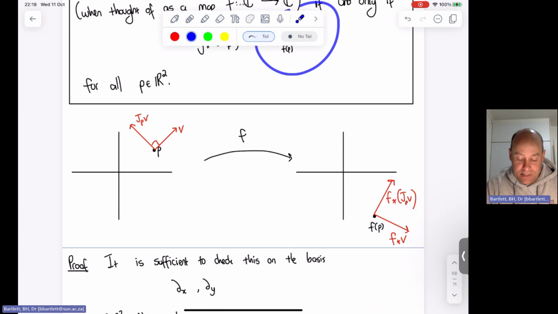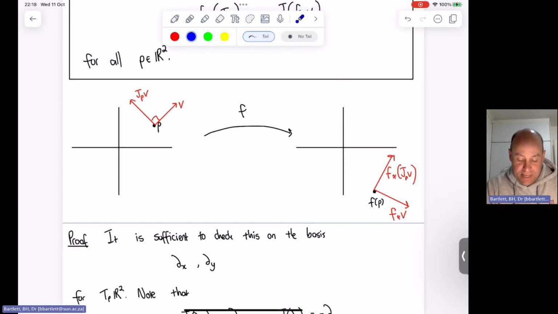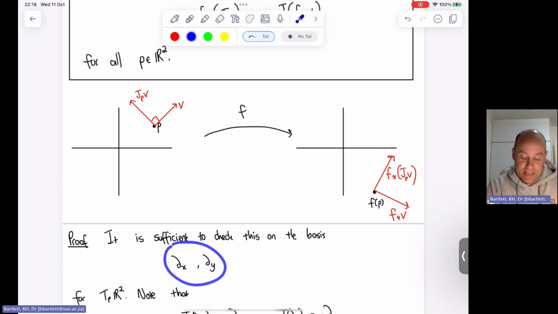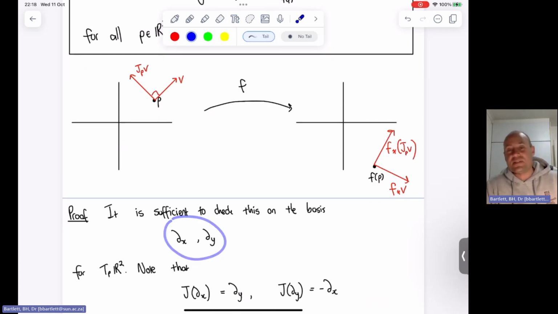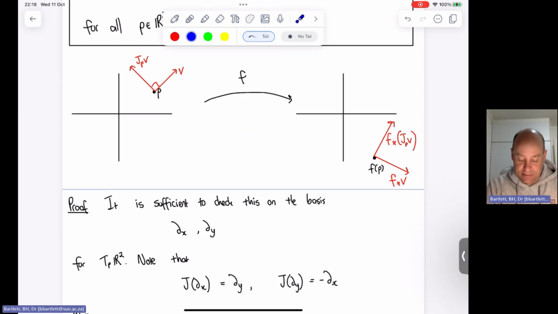So it's sufficient to check this on a basis for the tangent space. Right? I'm supposed to check it for every vector in the tangent space. I might as well just check it on a basis. So I've got these del x and del y basis vectors. Those are just the vectors pointing in the standard e1 direction and the standard e2 direction. So you notice that when I rotate del x, it's going to rotate into del y. And when I rotate del y, it's going to rotate into minus del x.